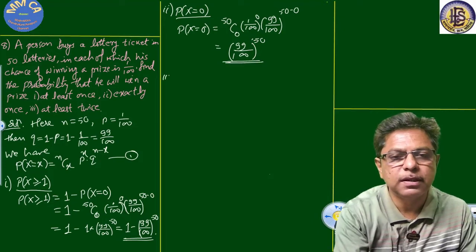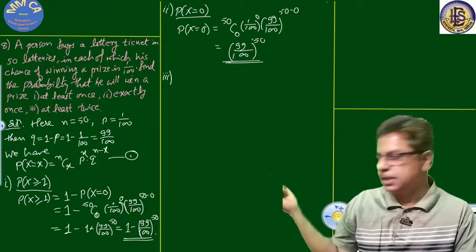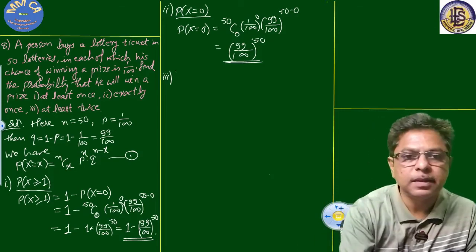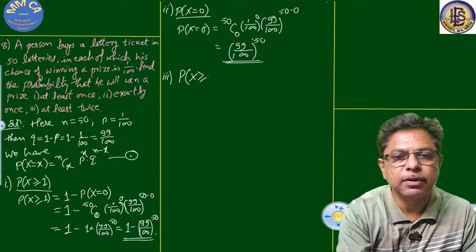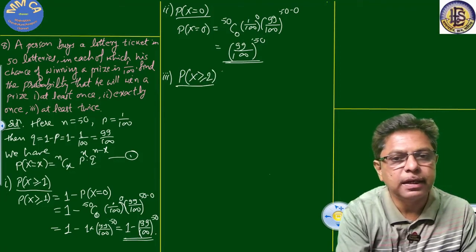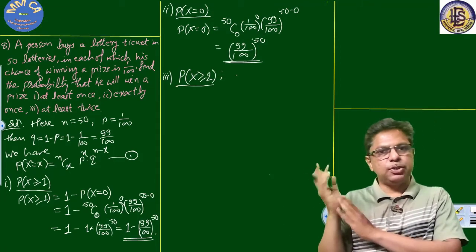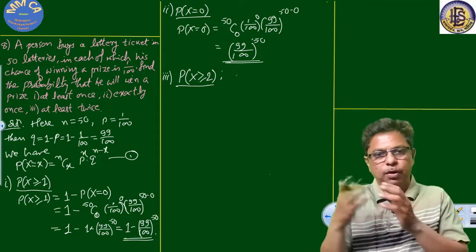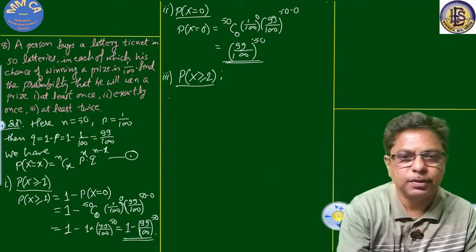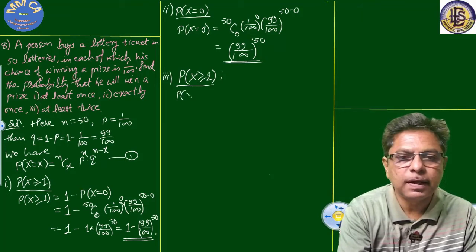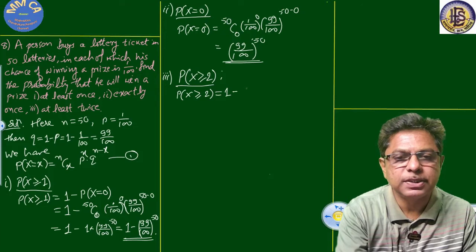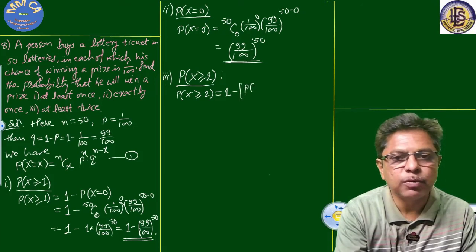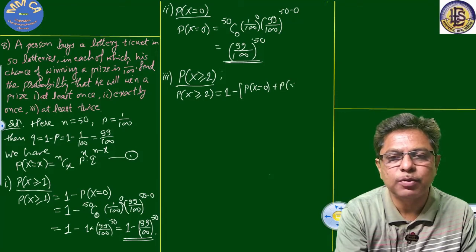We'll go for the third, at least twice. So probability of x is greater than or equal to 2. So out of 50, you may get at least 2 or 3 or 4 or 5 or all 50. So probability of x greater than or equal to 2 means 1 minus. So we can remove from all these values the probability of x is equal to 0 and probability of x is equal to 1.